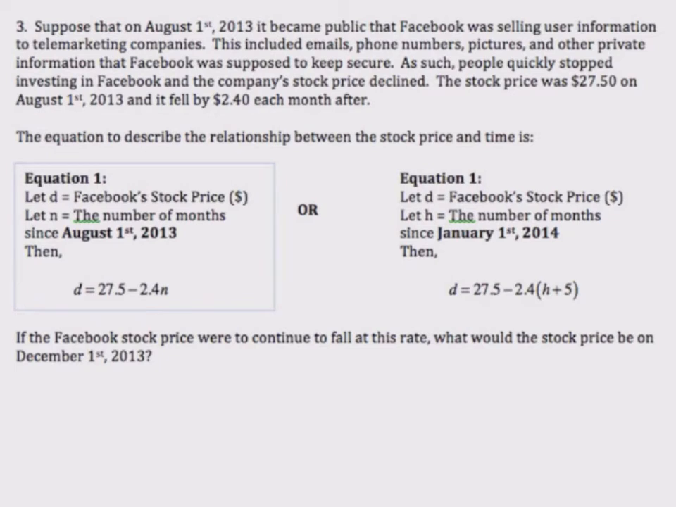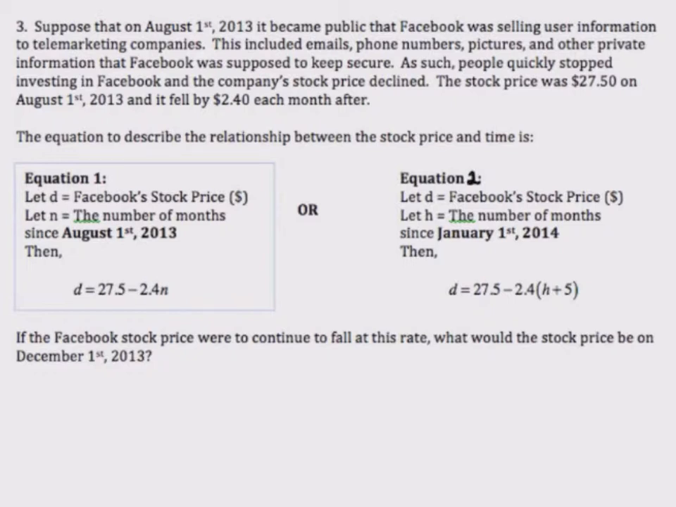Alright, here's another one, and a completely made up, fictitious example. None of this actually happened. Suppose that on August 1st, 2013, it became public that Facebook was selling user information to telemarketing companies. This included emails, phone numbers, pictures, and other private information that Facebook was supposed to keep secure. As such, people quickly stopped investing in Facebook and the company's stock price declined. The stock price was $27.50 on August 1st, 2013, and it fell by $2.40 each month after that.